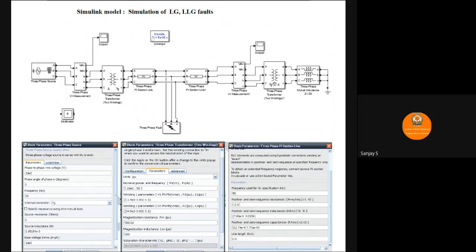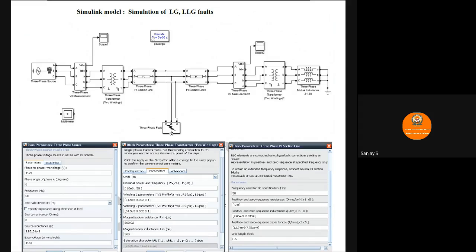Then we have a transformer block, as usual, a step up or step down transformer, and you have to double click on this block to configure either star connectivity or delta connectivity. And you have a three-phase mutual inductance acting as a load. On the other side it is grounded. Then we use a multimeter here, which will give us the fault measurement readings.